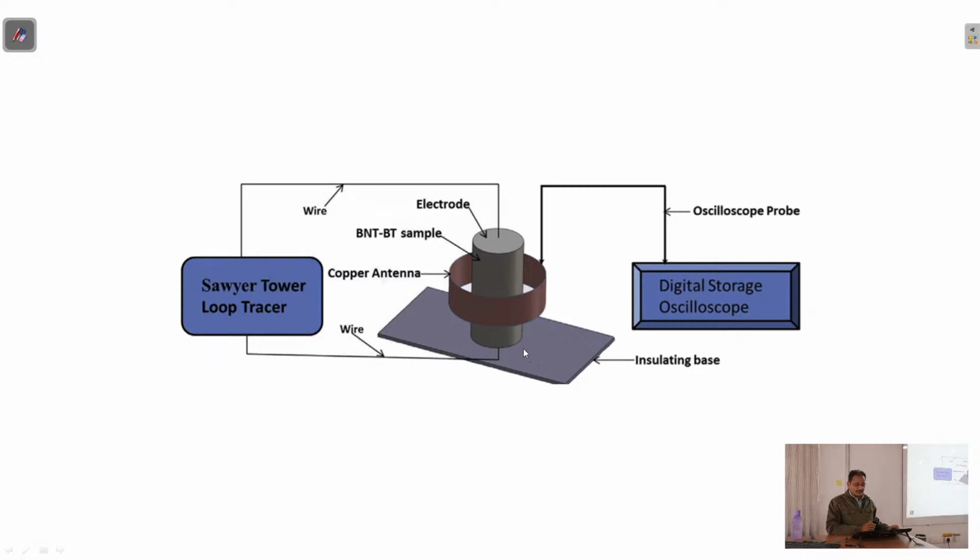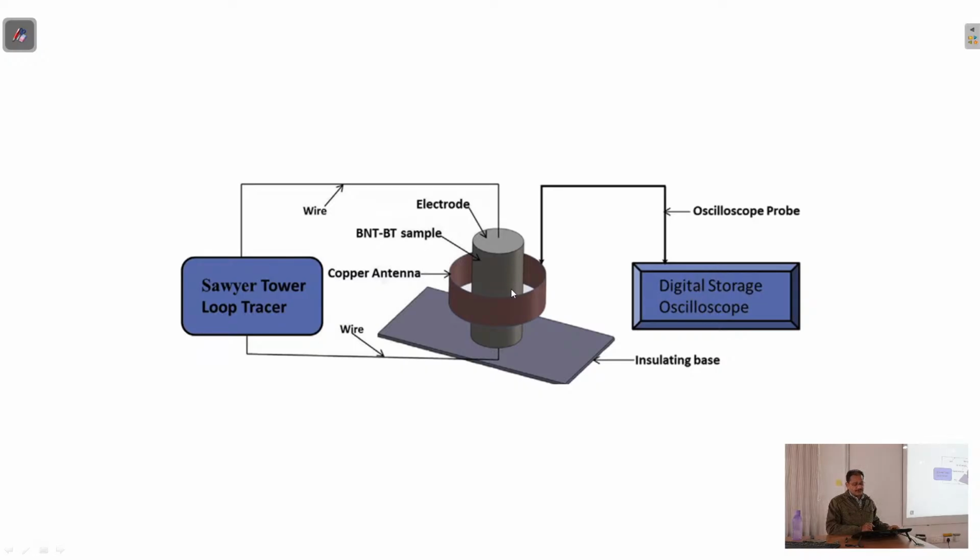So this cylindrical one is supposed to be the sample of a piezoelectric material. For this case it is BNT-BT, but I mean any piezoelectric material, if you use, then we are likely to have the signal, so that's not a problem.